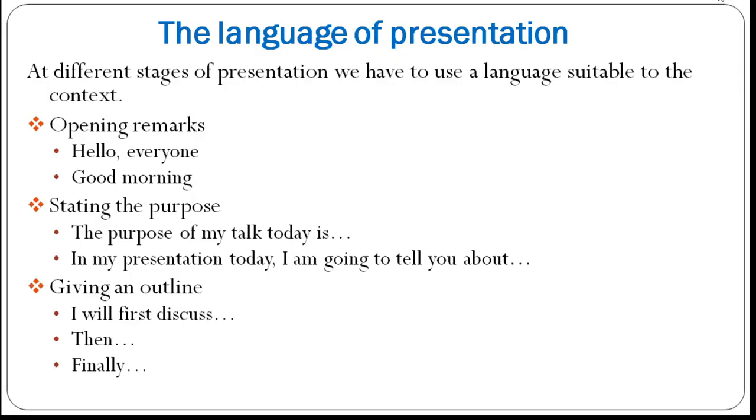The next one is giving an outline. If you want to discuss a problem, you can divide your presentation into different parts. If that is the case, you can say that I will first discuss a problem, then a solution, finally some suggestions. In this way, you can tell about your outline. You can use phrases like "I will first discuss," "then," "finally," or "at last," likewise.